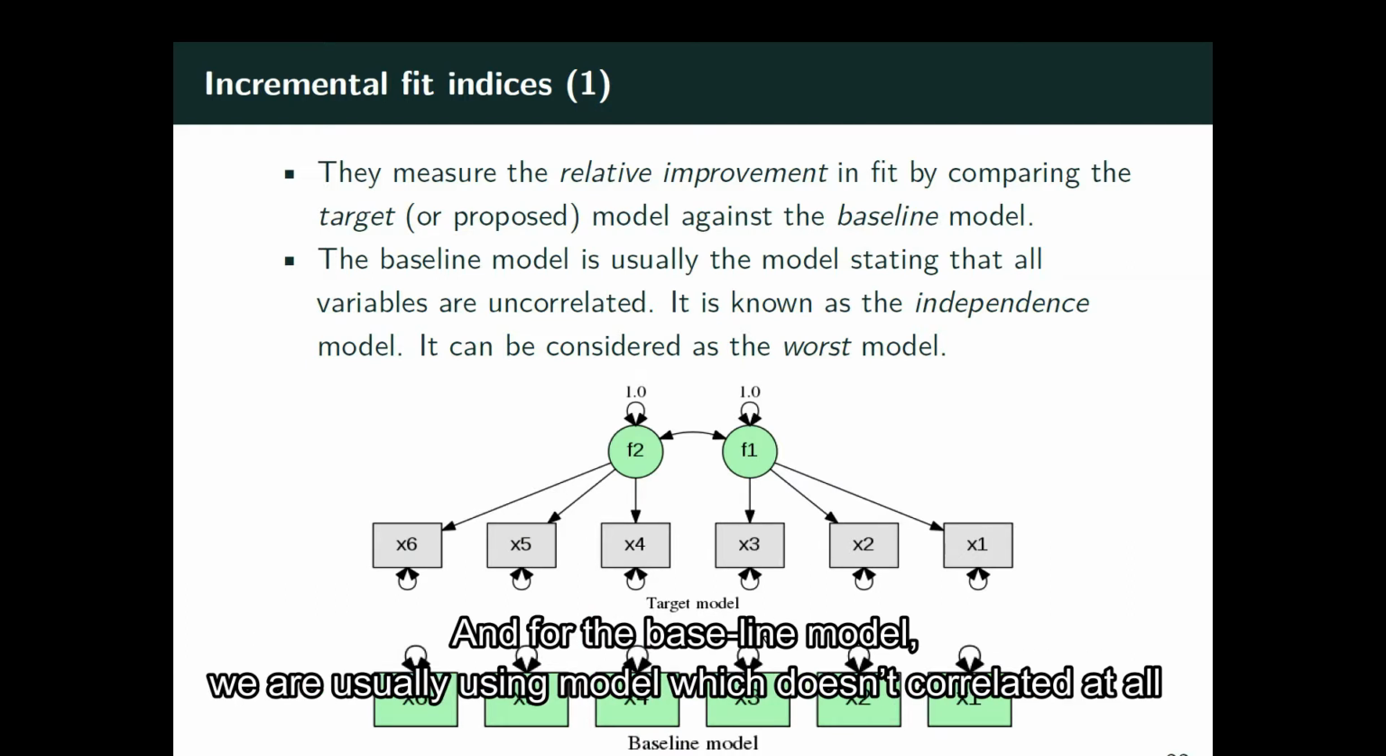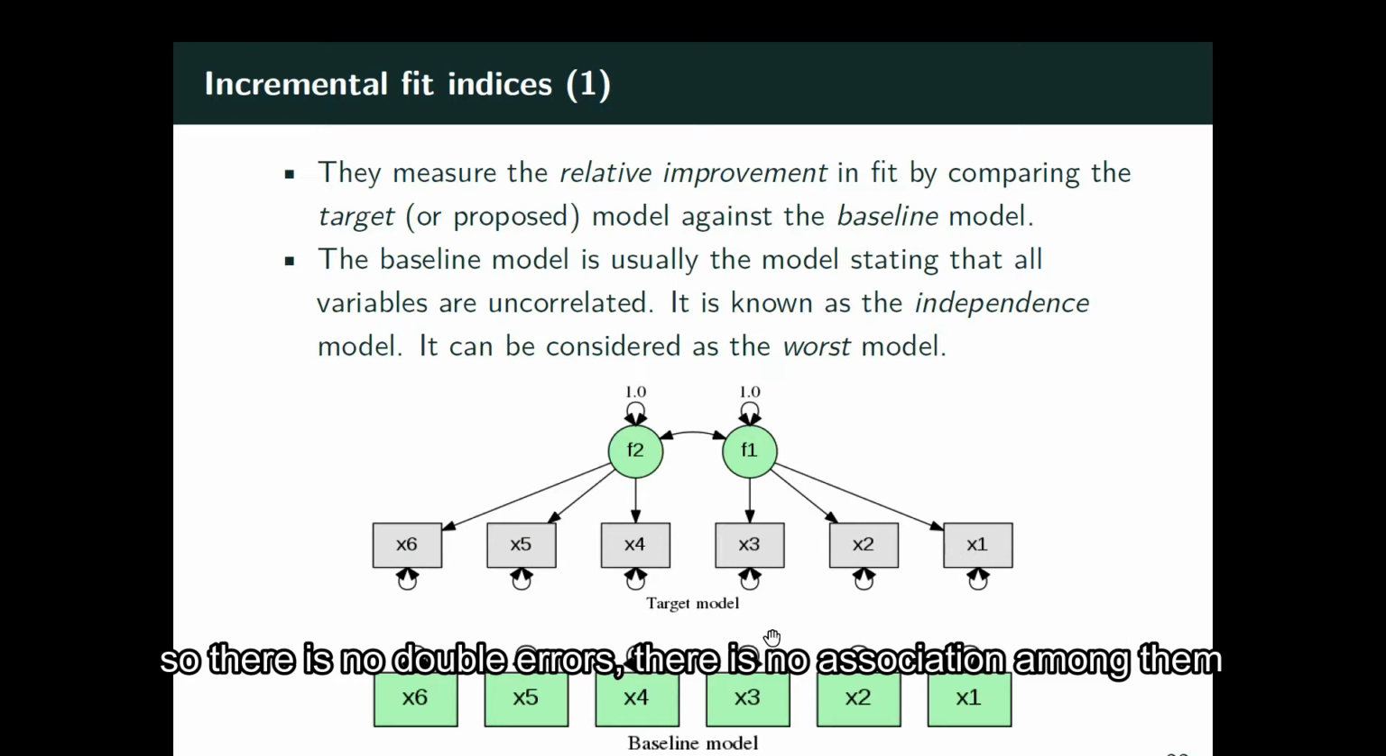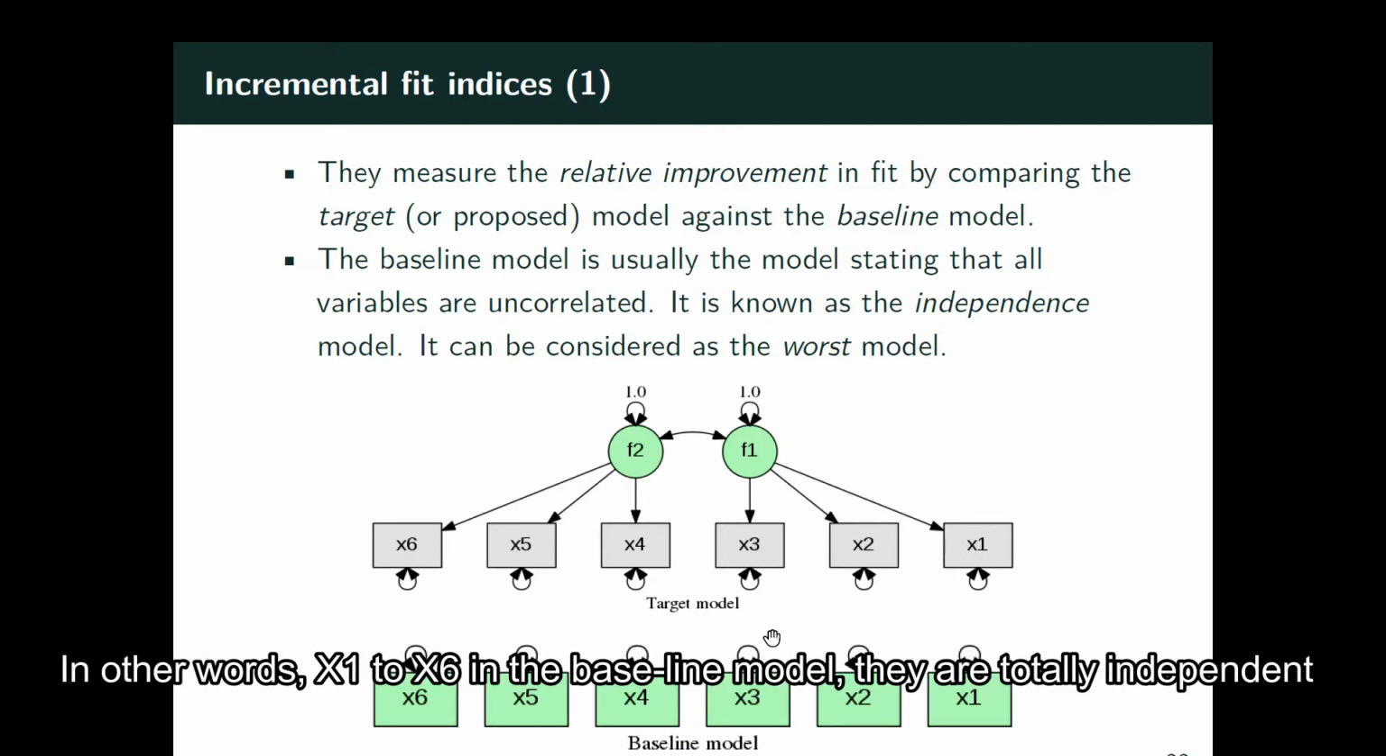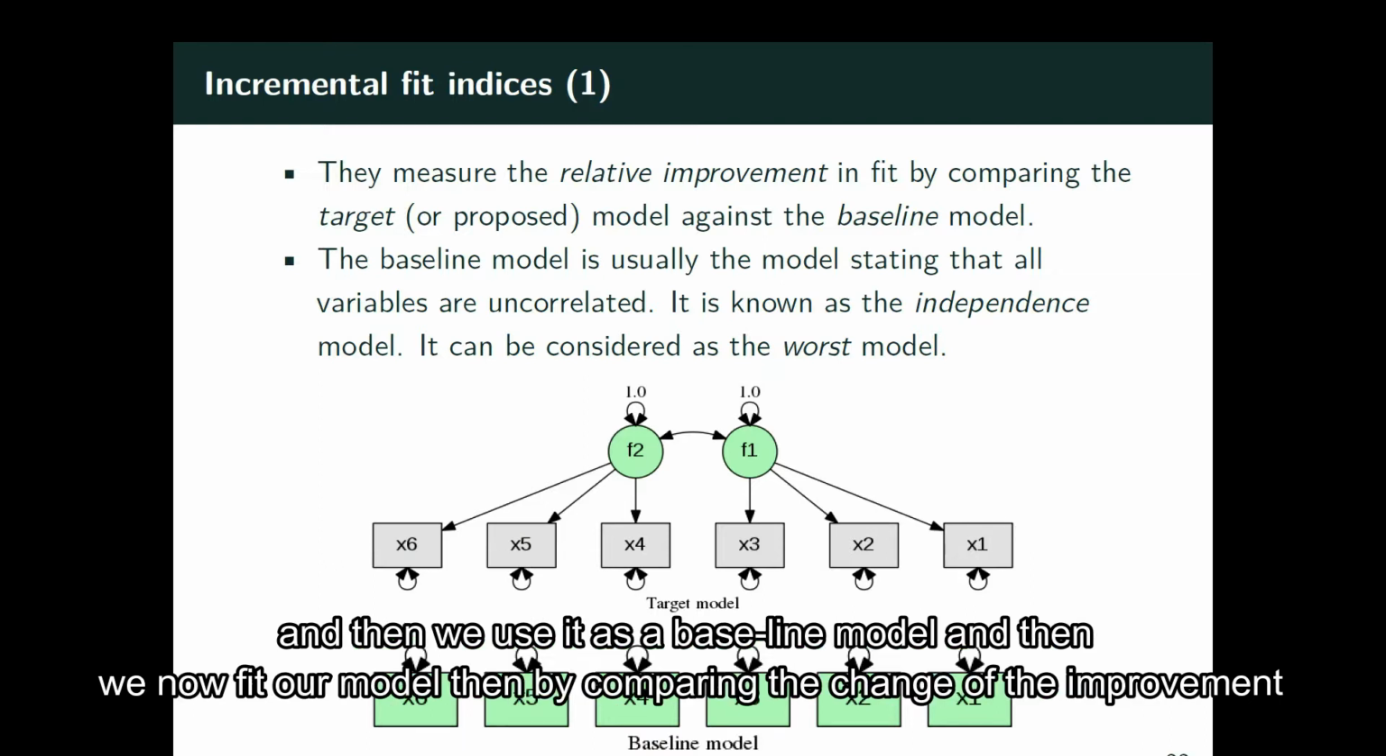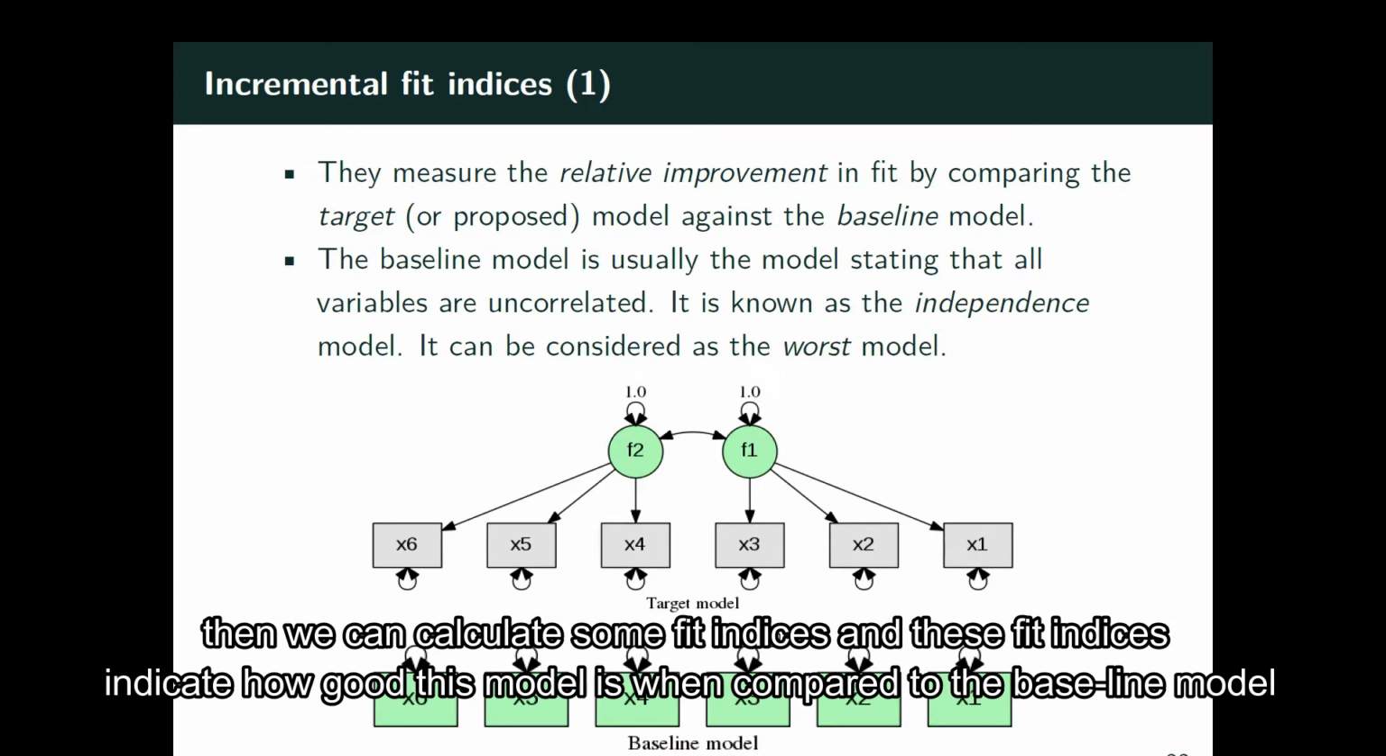And for the baseline model, we are usually using a model which doesn't correlate at all. So there's no double error. There's no association among them. In other words, x1 to x6 in the baseline model are totally independent. And then we use it as a baseline model, and then now we fit our model. Then by comparing the change, the improvement, we can calculate some fit indices, and these fit indices indicate how good this model is when compared to the baseline model.